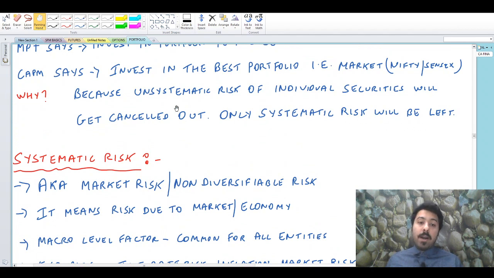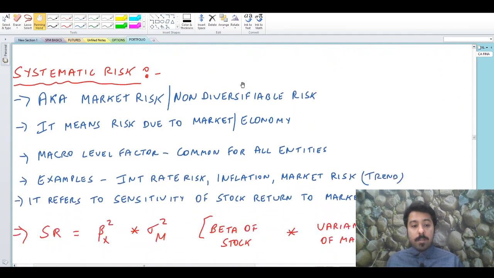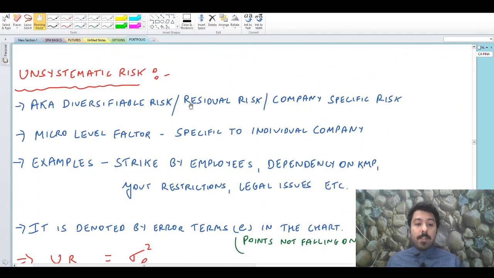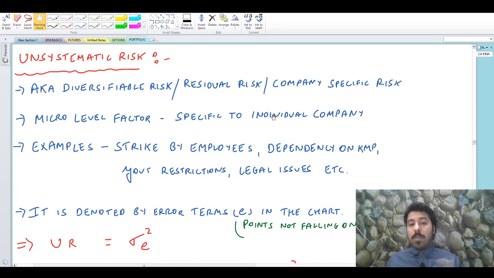Okay. But unsystematic risk is also known as diversifiable risk, residual risk, or company specific risk. It is a micro level factor and it is specific to individual companies. For example, strike by employees. Strike by employees of Reliance will not affect companies of the Tata Group, right? Dependency on key managerial persons. So, for example, if someone dies or someone retires or someone switches their job, then your company will be messed up, but other companies won't be affected because of that.